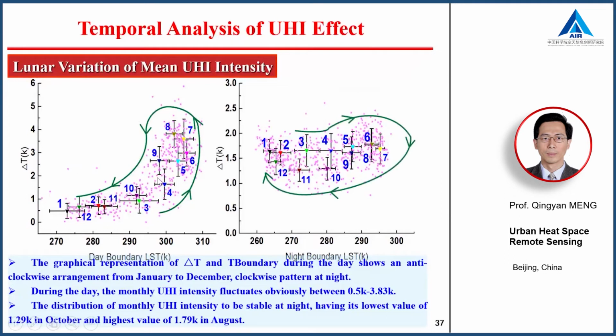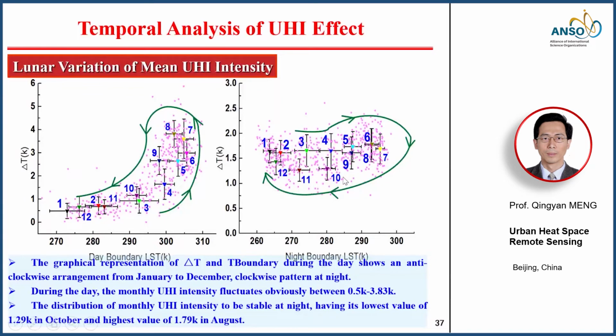During the day, the month's urban heat island intensity fluctuates obviously between this period, and the distribution of the month's urban heat island intensity is stable at night, having the lowest value, okay, at 1.29 in October and highest in August.